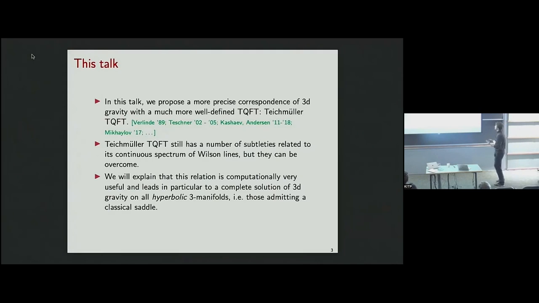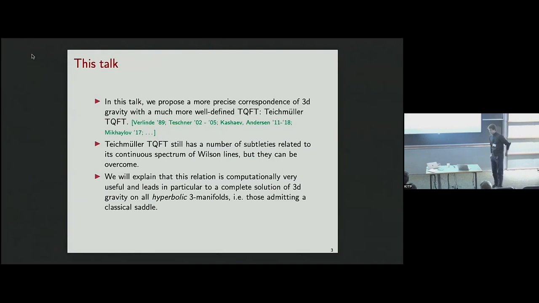The TQFT that will appear is known in the literature as Teichmüller TQFT. The subject started with a paper by Hermann Verlinde, and then was treated in a series of papers by Jörg Teschner, and then went off in the mathematical literature. There are various papers by the mathematicians Kashaev and Andersen, and also by Mikhailov.